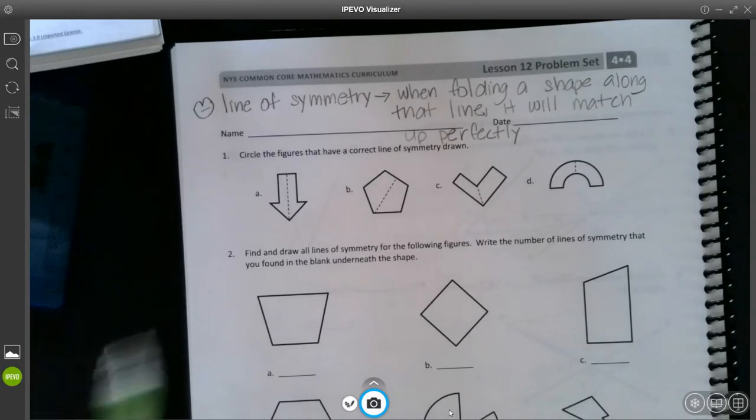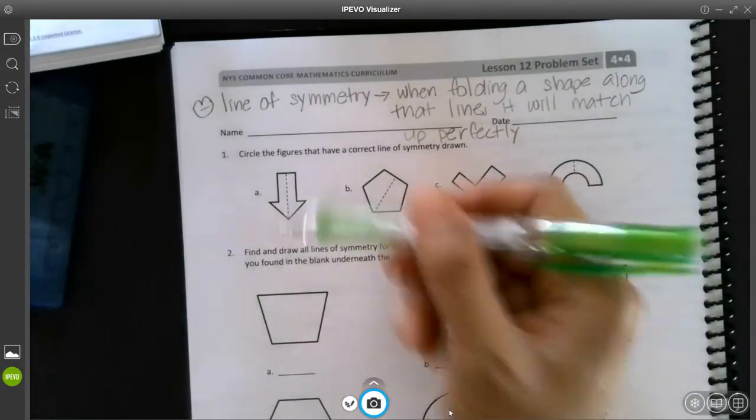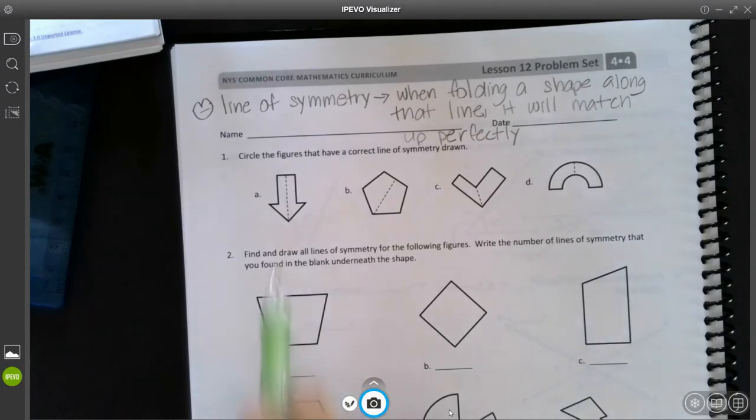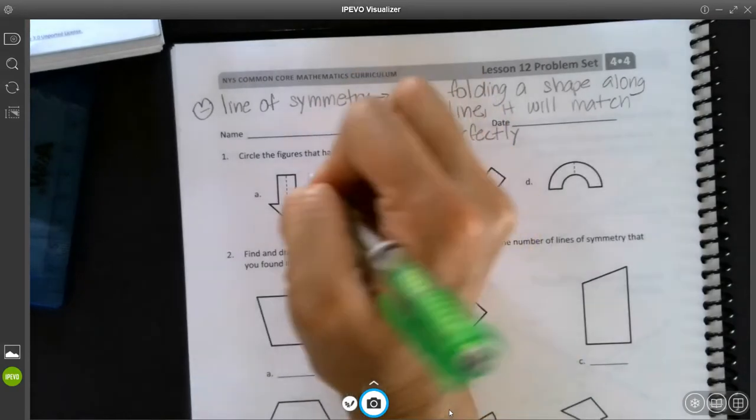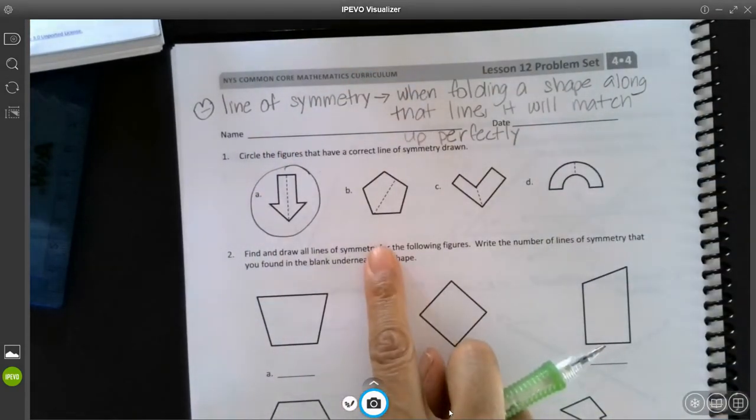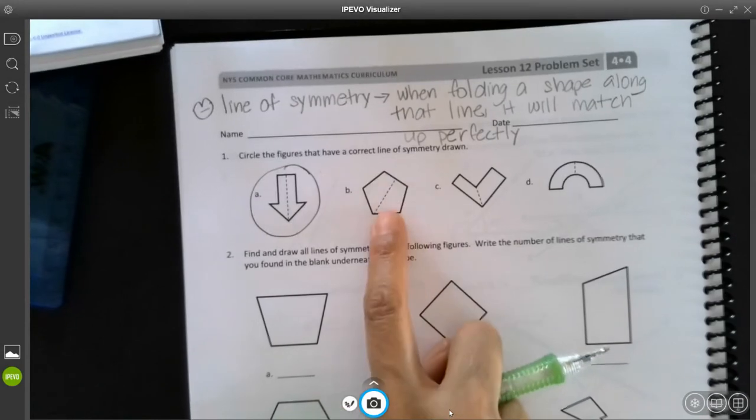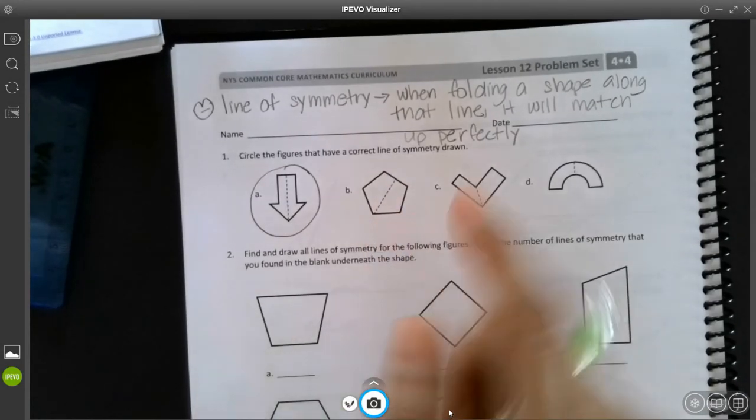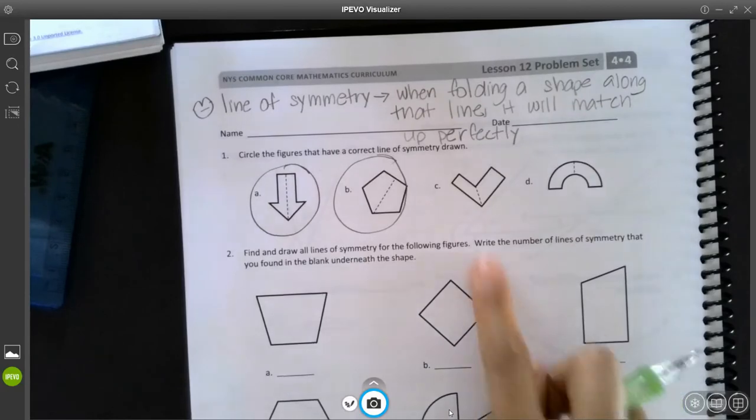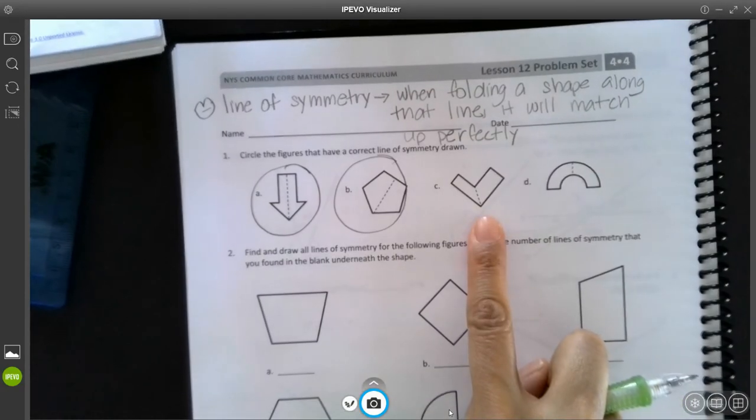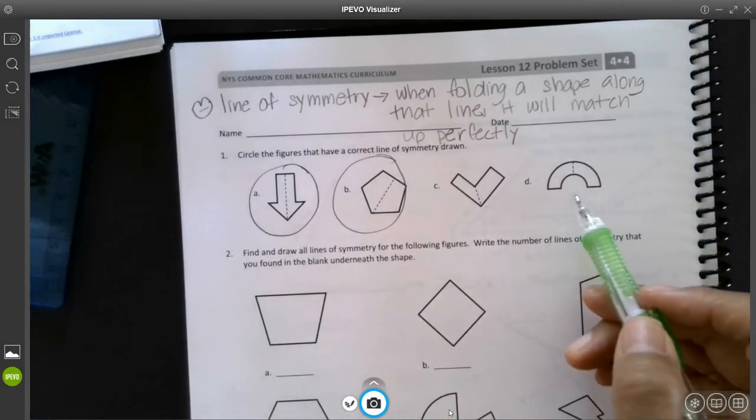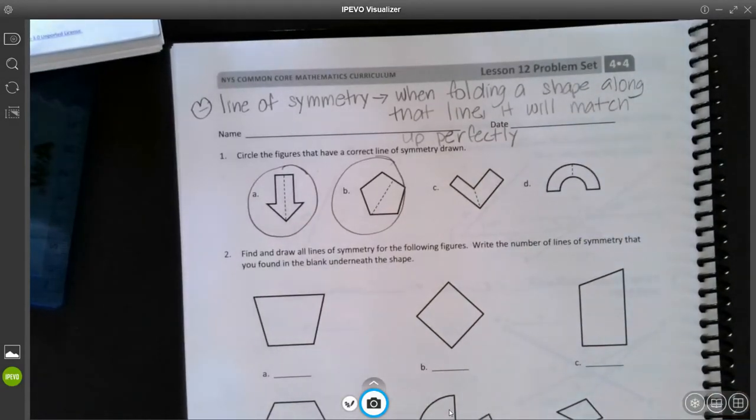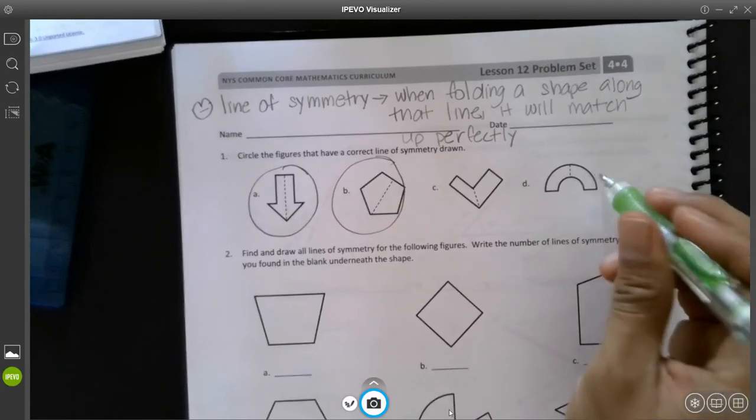So let's do the A together. A, that line is through the middle, that line of symmetry. If I folded it, those all would match up. They sure look the same to me. I'm going to circle A. For B, if I folded it along that line, pretty sure that would match up. I'm going to circle that. Take a look at C. C, that's a little bit smaller on that side than that. I'm not going to circle that. And finally, let's look at this rainbow shape. If I folded that rainbow shape along that line, it would match up.